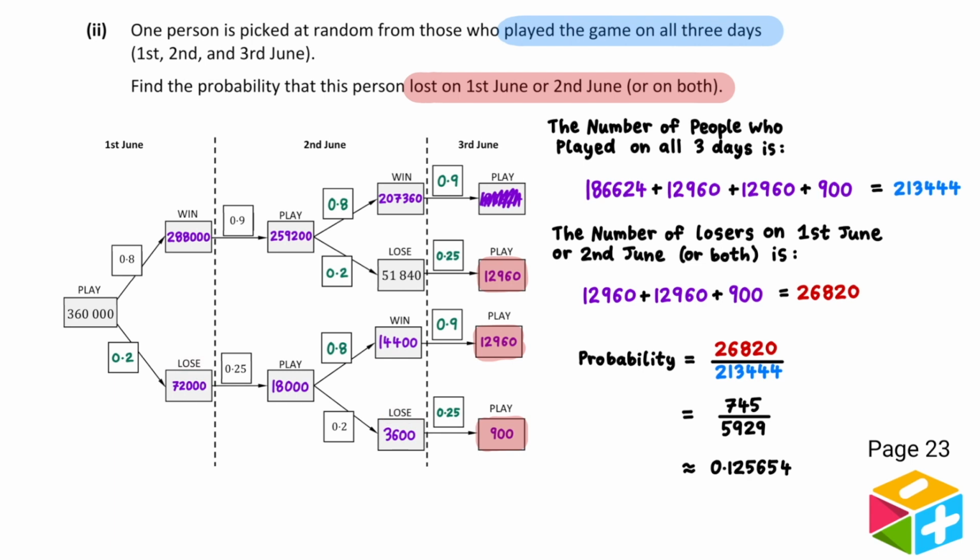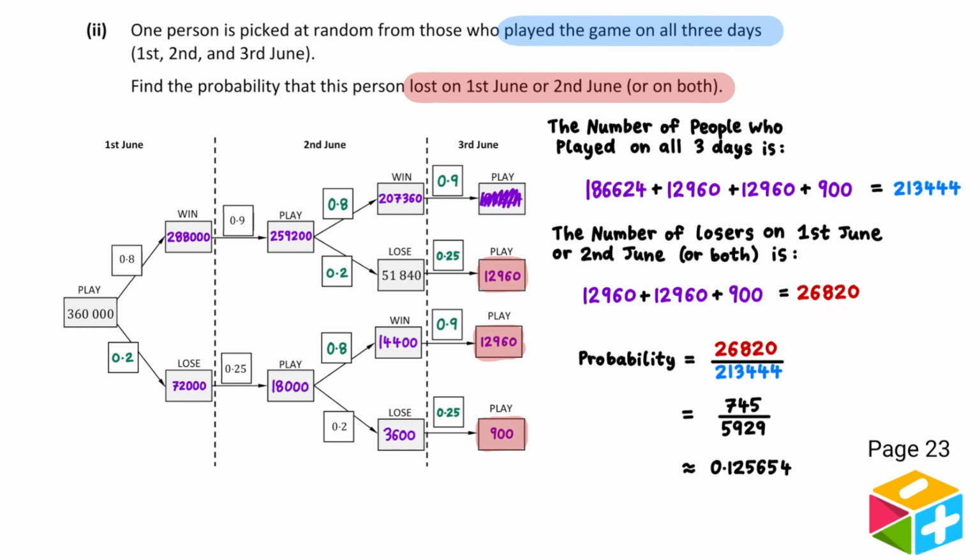To find the total number of people who lost on the 1st of June, 2nd of June, or both, we must add together the numbers from these three boxes. 12,960 plus 12,960 plus 900. This gives us 26,820.